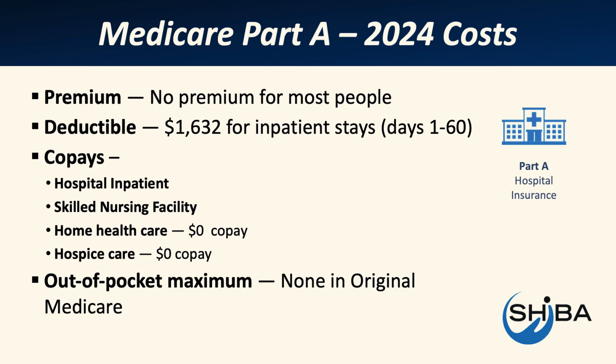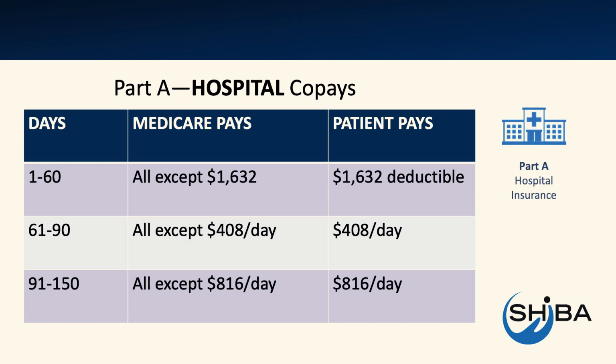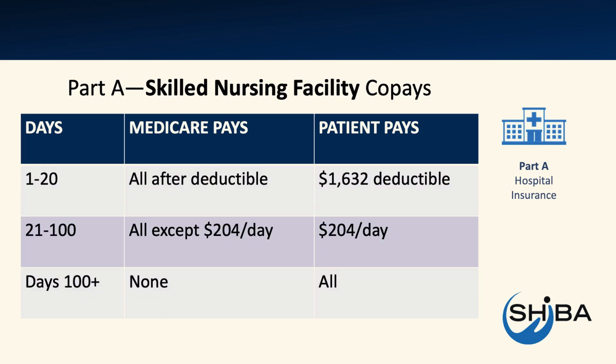There are also copays when you are an inpatient in the hospital or skilled nursing facility. We'll look at those on the next slides. No copayment is required for home health care or hospice care. There is no out-of-pocket maximum with Original Medicare. We'll talk about Medicare supplements or Medigaps and how those can help with these costs in the next section. This chart shows the current year's Part A costs related to inpatient hospital stays. This chart shows the current year's Part A costs related to a stay in a skilled nursing facility.